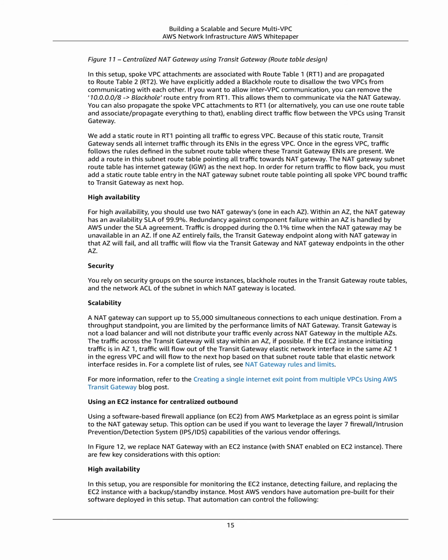We add a static route in RT1 pointing all traffic to egress VPC. Because of this static route, transit gateway sends all internet traffic through its ENIs in the egress VPC. Once in the egress VPC, traffic follows the rules defined in the subnet route table where these transit gateway ENIs are present. We add a route in this subnet route table pointing all traffic towards NAT gateway.